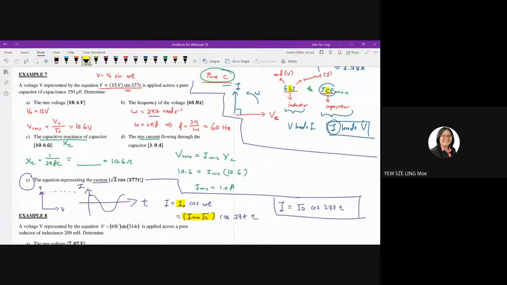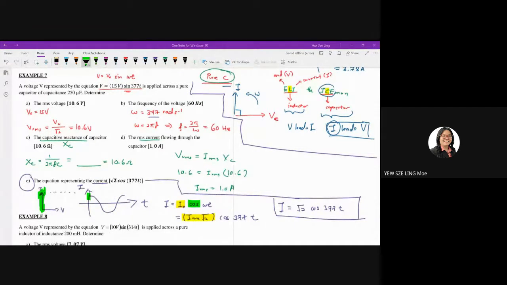So how do you determine whether you want to use cos or sine? You look at the graph, you look at the phasor diagram. According to the phasor diagram, my I starts from maximum. If my graph starts from maximum, then I'm going to obtain a cos graph, so I use the cos function when I form the equation. The phasor diagram is very important, even though the question didn't ask you to do so. I always encourage my students to sketch a phasor diagram in every question.